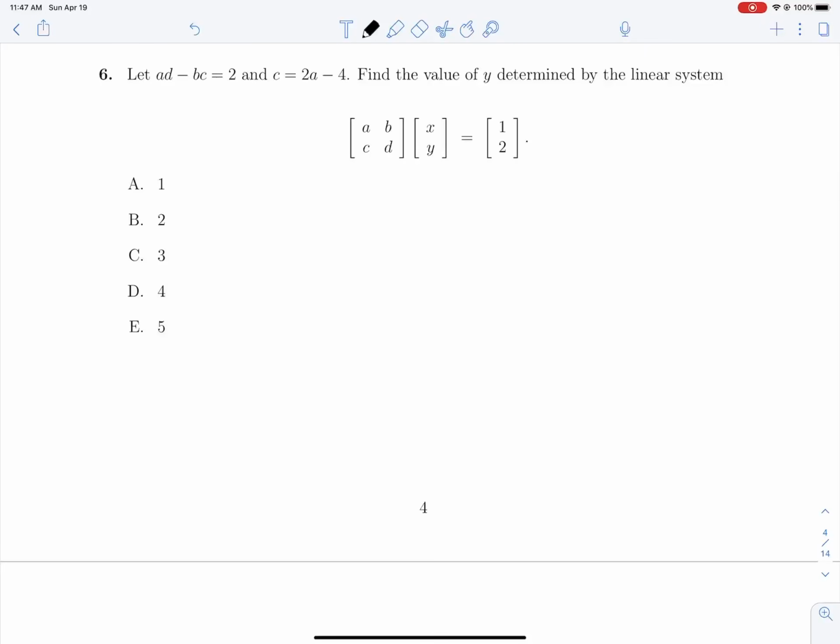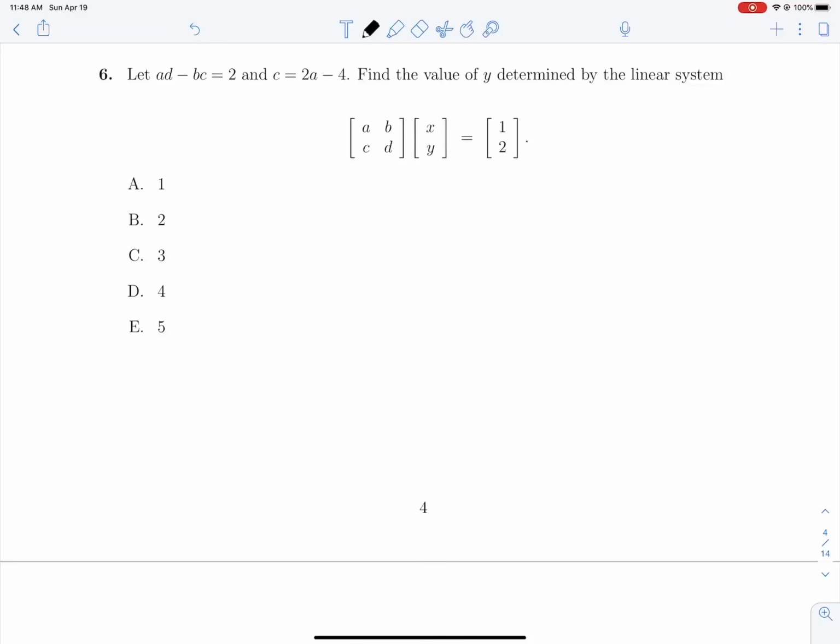We're told that AD minus BC equals 2, and that C is equal to 2A minus 4. Let's find the value of y determined by this linear system. You can do this one of 2 ways. You can either find the inverse of this matrix and multiply the left side of both sides of our equation by that inverse, and that will allow us to just solve directly for x and y. But what we're going to do here is use Cramer's rule, which is a little bit of an easier way.